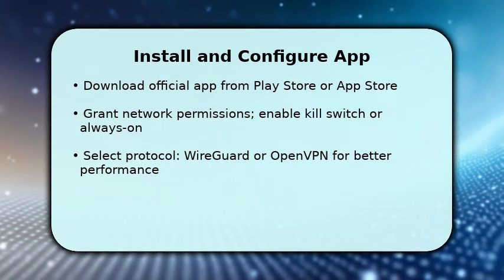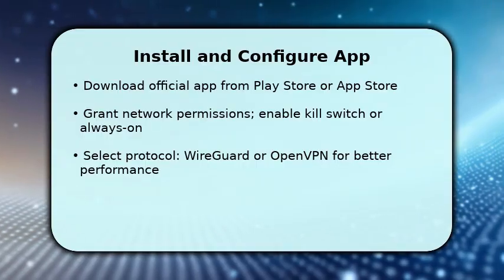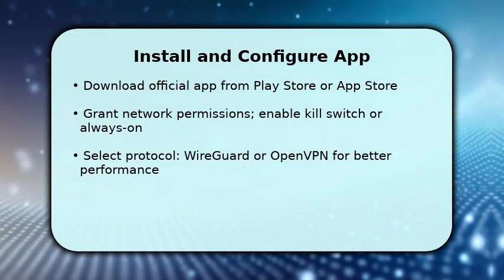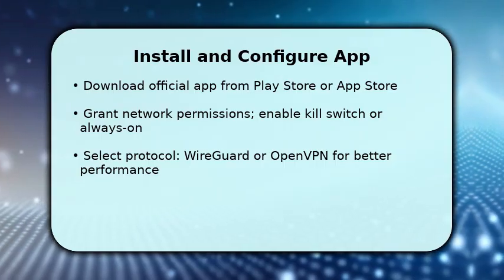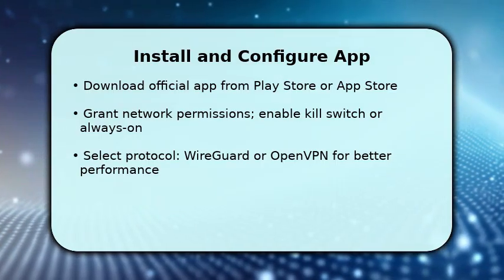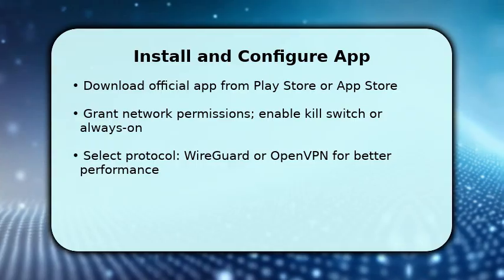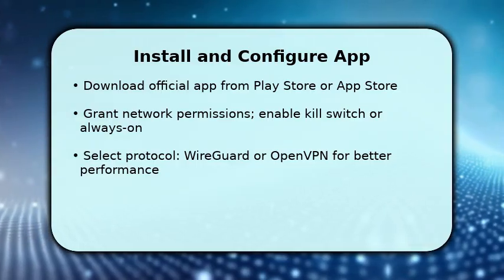Now install the official app from your store and open it. Grant the necessary network permissions when prompted so the VPN can route traffic. Sign in and, once done, choose a protocol, WireGuard for speed or OpenVPN for compatibility, and enable the kill switch or always-on VPN to prevent leaks.